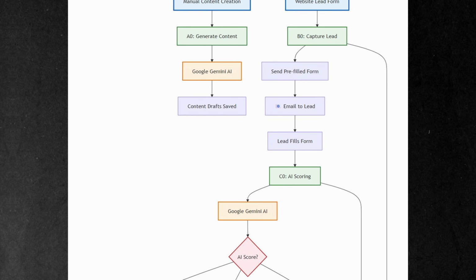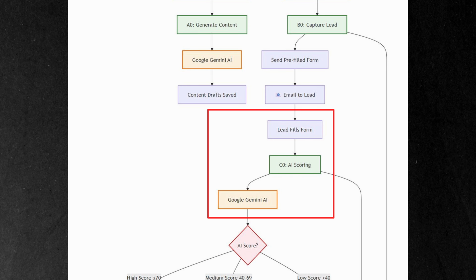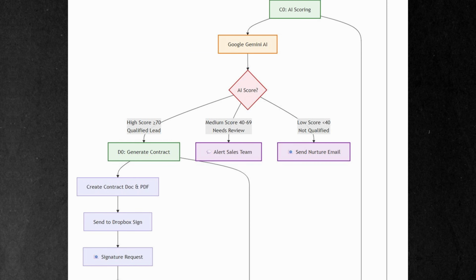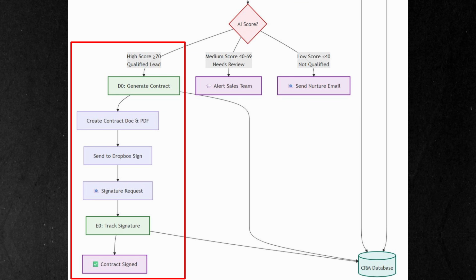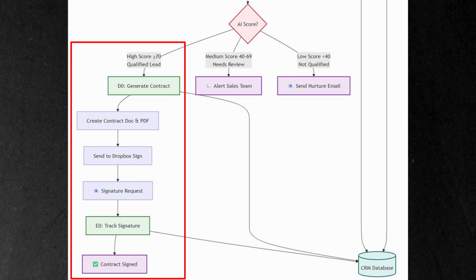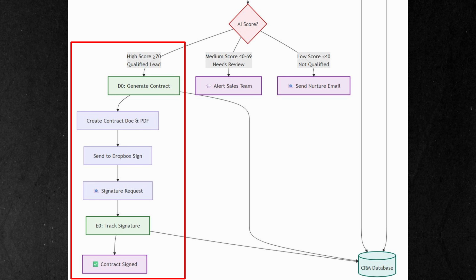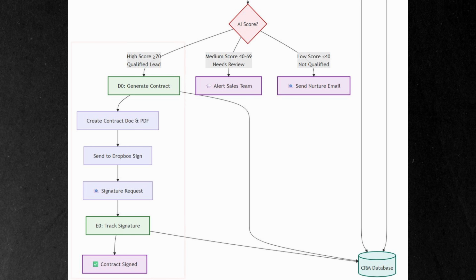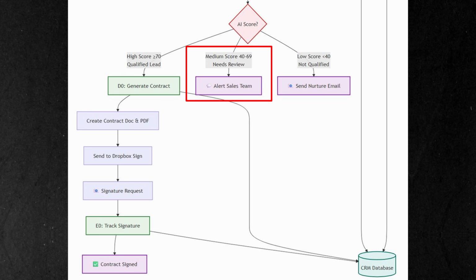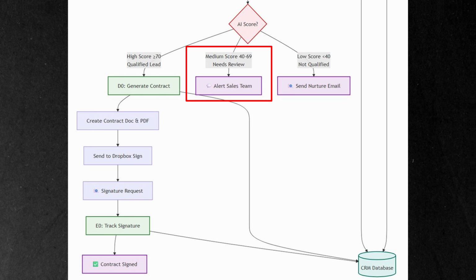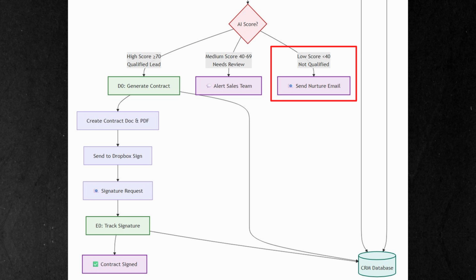When the lead submits this form, the CO workflow is triggered and AI generates a score for the lead. If the score is above 70, the lead is considered qualified and a contract is prepared. It is then sent to the lead for signature, and the EO workflow tracks the signing process. The process finishes when the contract is signed. If the score is between 40 and 70, the sales team is alerted on Slack to follow up with the lead. If the score is below 40, a nurturing email is sent to the lead.